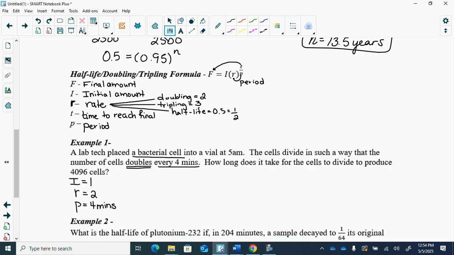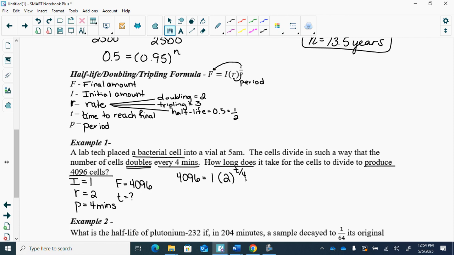So how long does it take for the cells to divide to produce 4,096 cells? What did I give you? Final. And what are you missing? Time to reach. So which letter? T. Time to reach final. So let's fill in what we know. We know 4,096 equals 1 times 2 to the T over 4.